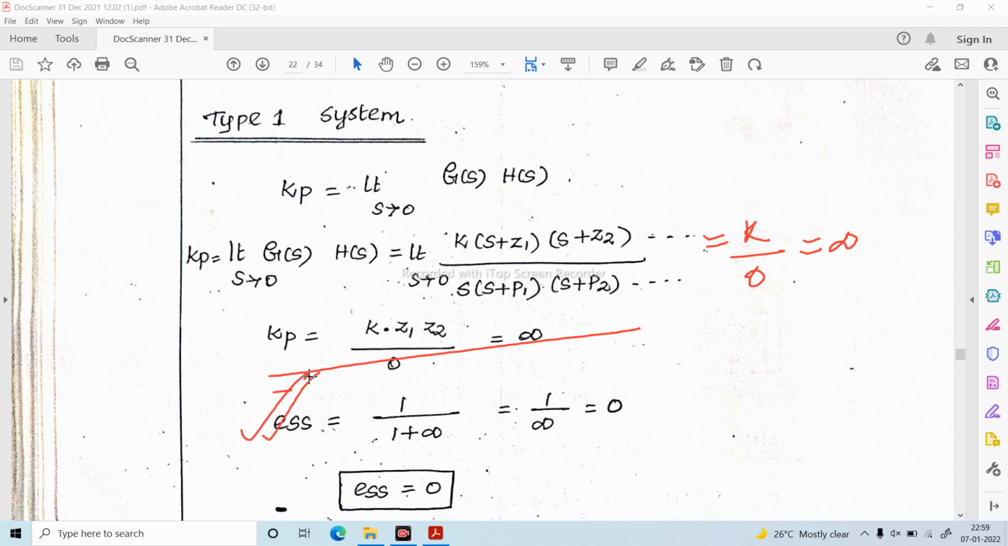And what is the Ess? Steady state error is 1 by 1 plus Kp, no? So 1 by 1 plus infinity, 1 by infinity, that is equal to 0. So what about Ess? Ess equal to 0 here.